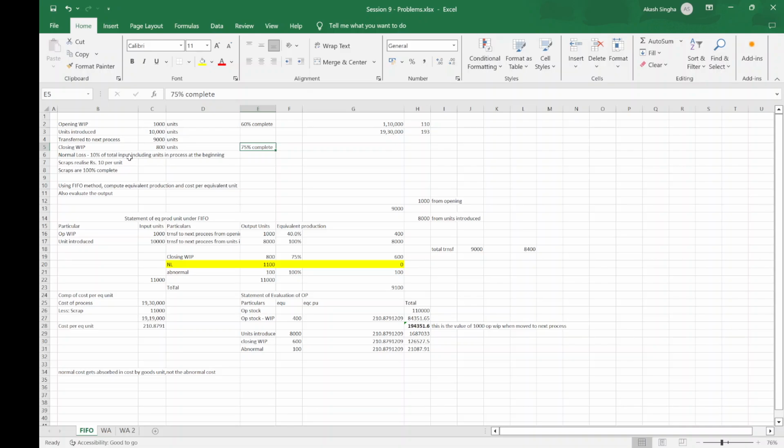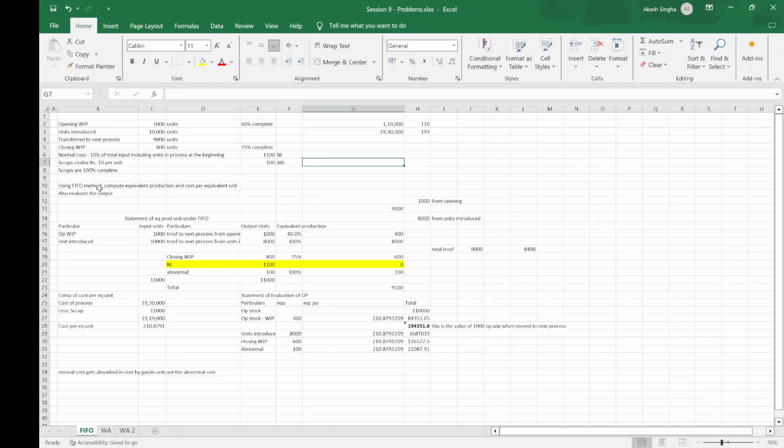Normal loss is 10% of total input, including units in process at the beginning. So what is that? 10% means 0.1 into the total units, which was 10,000 plus 1,000 at the beginning, so 1,100. So how much is abnormal then? Total was 11,000, 10,000 plus 1,000, right? From that, 9,000 was sent to the next process, 800 is work in progress, and 1,100 is normal loss. So 100 is abnormal. So this is normal loss, this is abnormal loss.